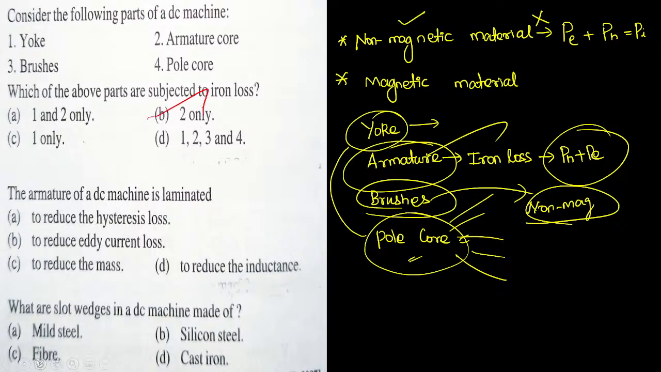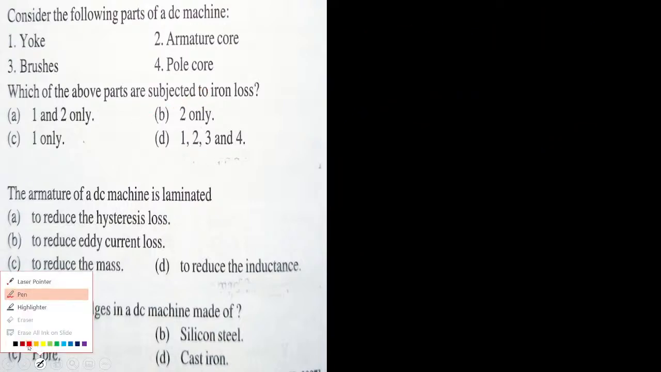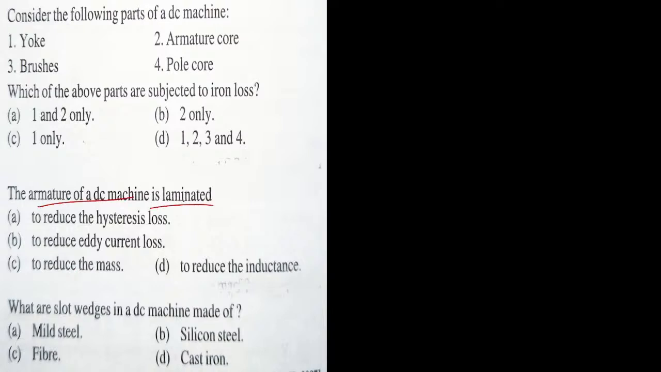Sure. Let us take the next question. What they told: the armature of a DC machine is laminated.